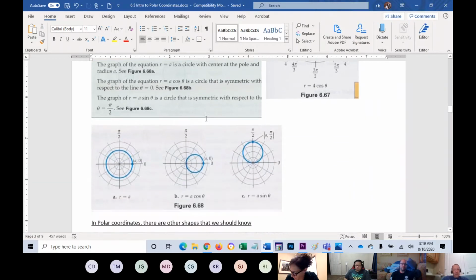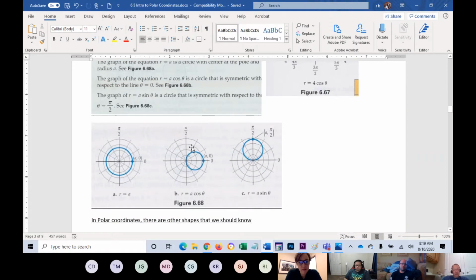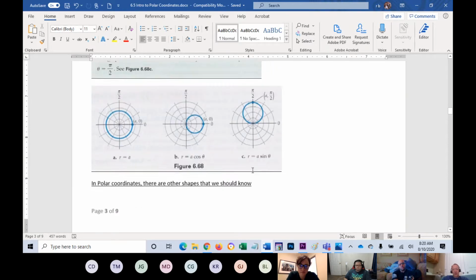Some examples of these: r equals a is going to be a circle of radius a. r equals a cosine theta is going to be a circle with the polar axis as its line of symmetry. And r equals a sine theta is also going to be a circle, but rather than being symmetric about the polar axis, it's going to be symmetric about pi halves.